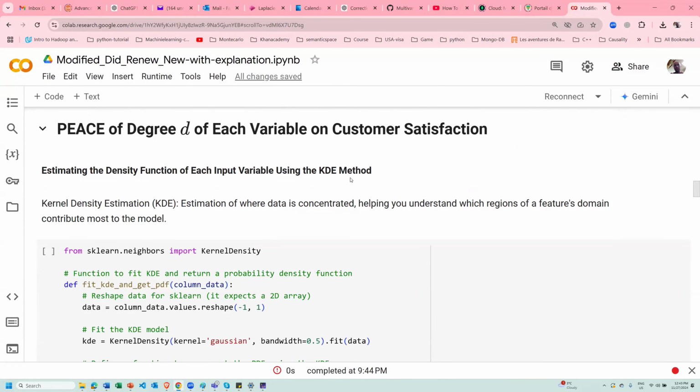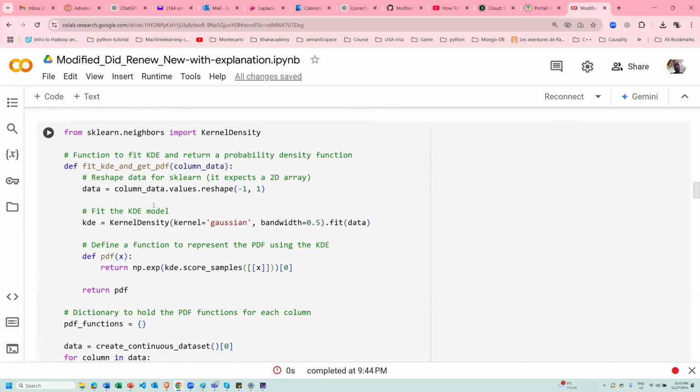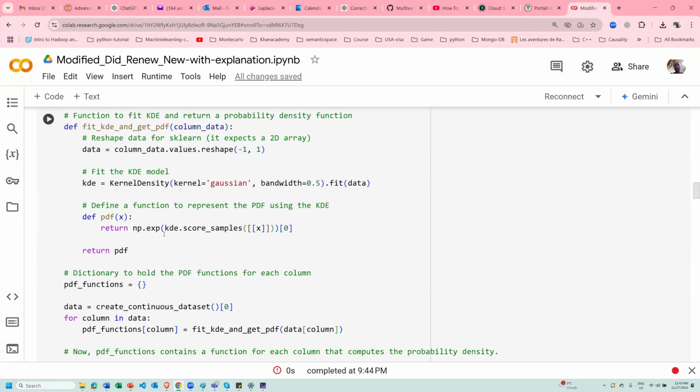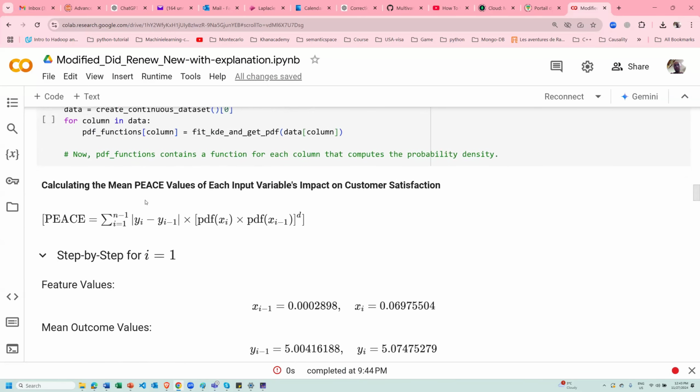So what can we do about the distributions? What we did is that we selected KDE, kernel density estimation, to do this estimation. We are estimating where data is concentrated. That helps to understand which region of the feature's domain contributes most to the model. So this is the KDE formula. And then to calculate the importance, we are using this formula.